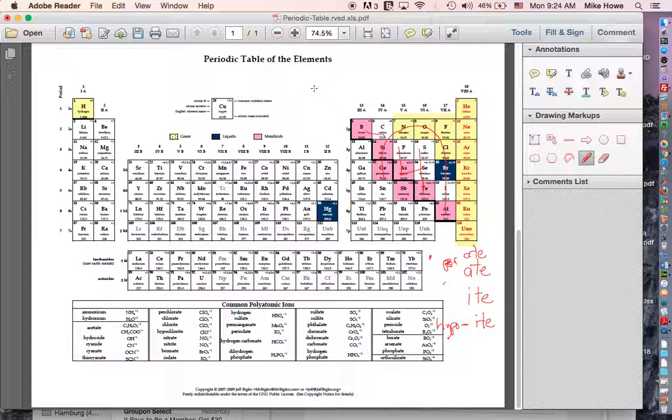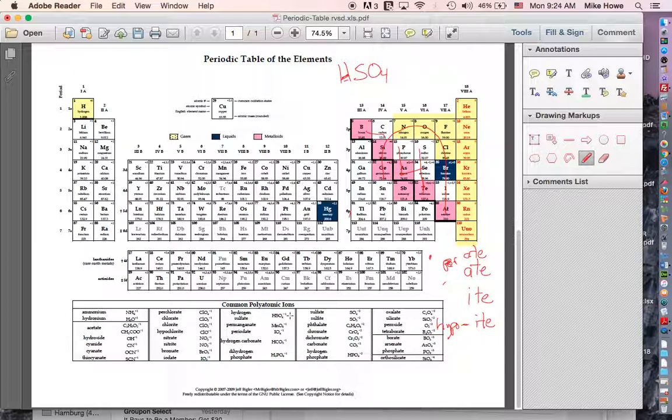All right, what if you had something like this? So what's that called? That would be called what? All right, sulfate. Then if you put a hydrogen in front, now it's called hydrogen sulfate. So that would be down here. Right here, hydrogen sulfate, yep.